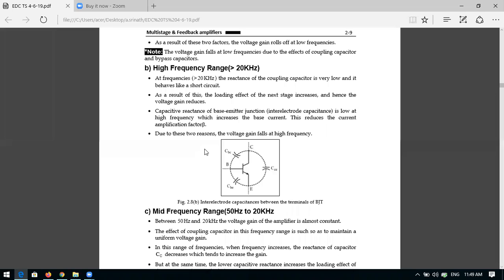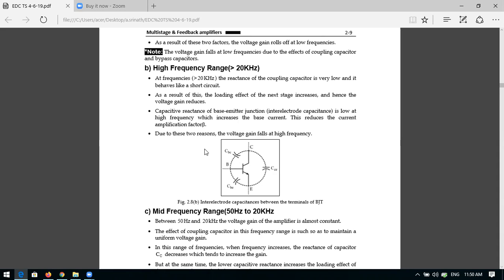So CBC, CBE, CCE, they do not affect the low frequencies. They come into picture whenever frequencies increase. Is it clear? Any transistor you take, this inter-electrode capacitance will be present, because it is a three-terminal device. Three-terminal device means three layers are present: emitter, base, collector. So what is the meaning? The general meaning of a capacitor is two electrodes connected with a dielectric in between. Then you can call it a parallel plate capacitor.